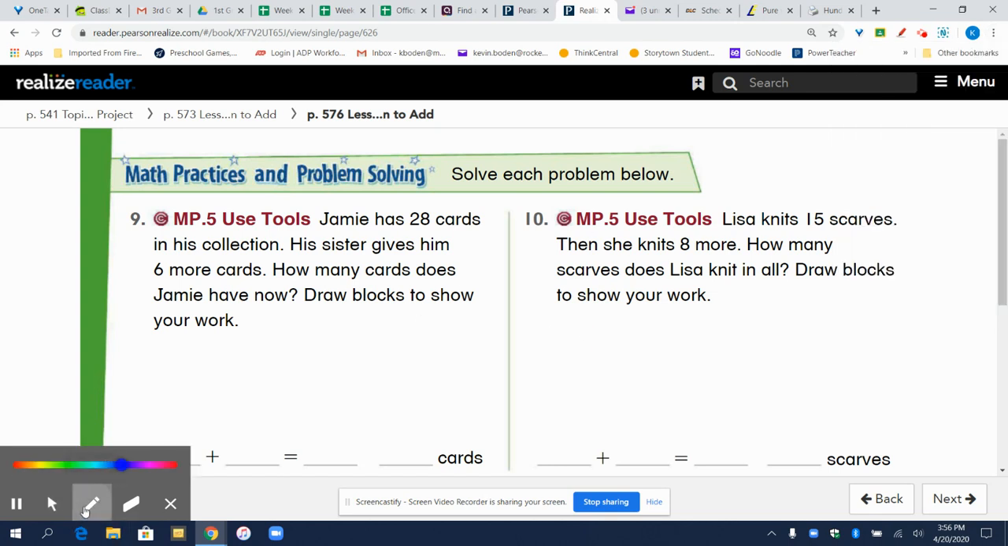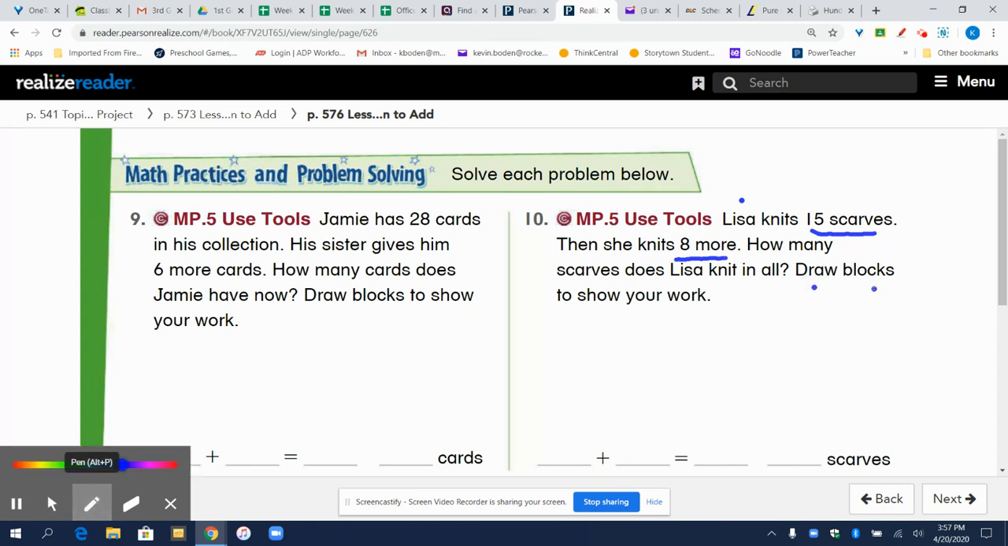And this story is about a girl named Lisa. And it says, Lisa knits 15 scarves. I'm going to remember that. Then she knits 8 more. I'm going to remember that number as well. How many scarves does Lisa knit in all? So we need to find out how many we have in all. And to do that, we're going to draw blocks to show your work.